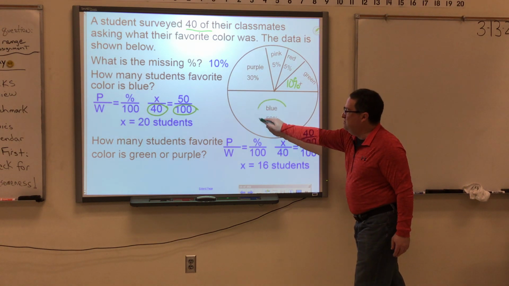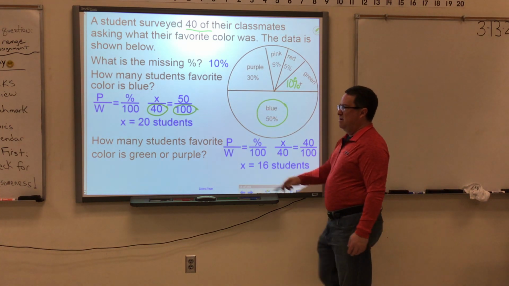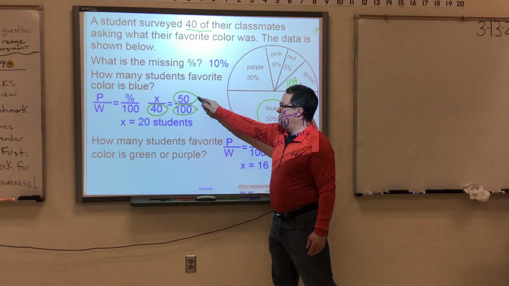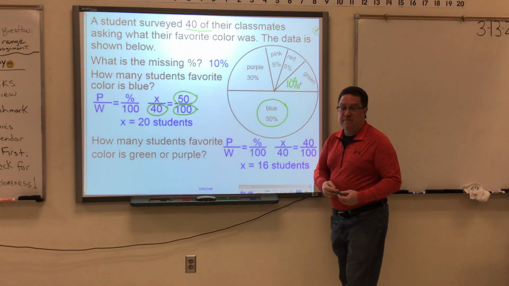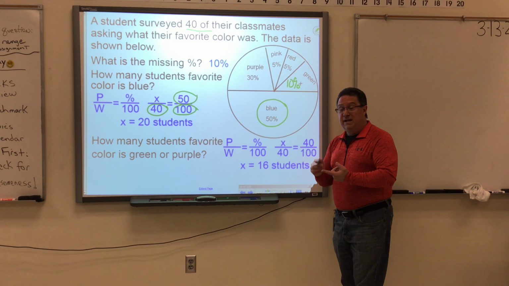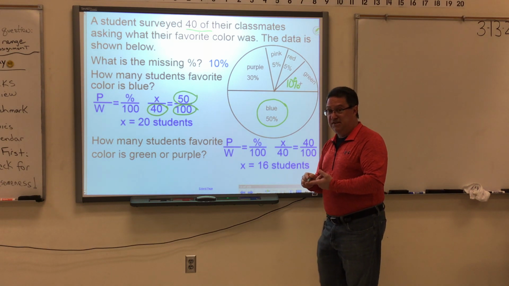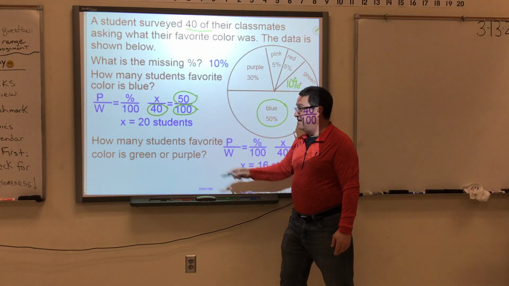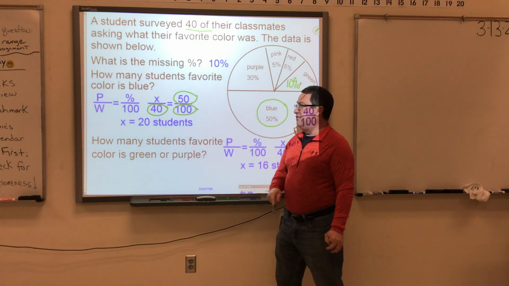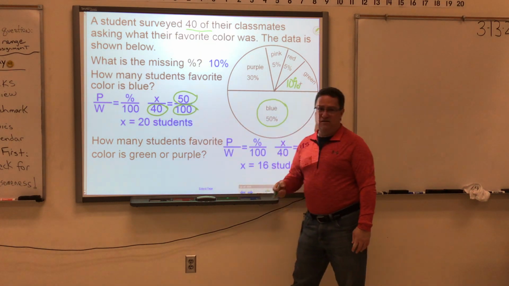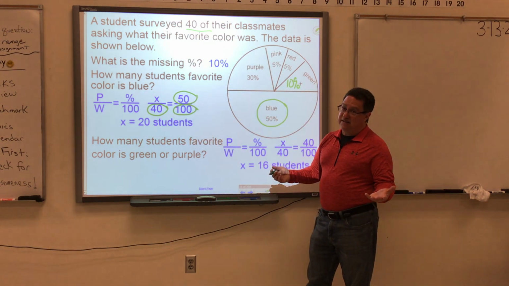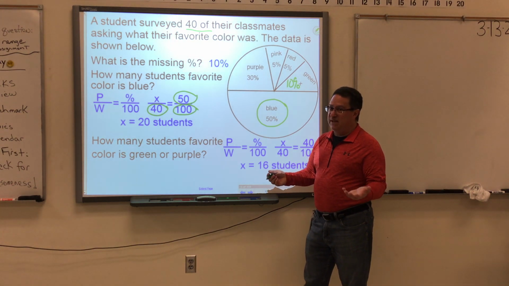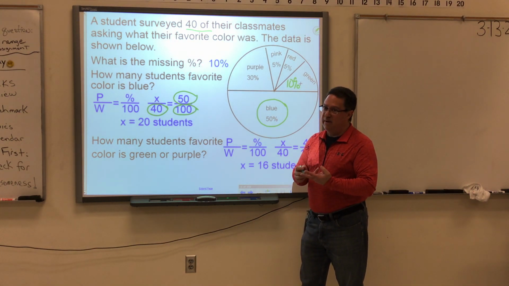I know blue is 50%, so I'm going to put 50% over 100%. Let me remind you, only a percent can go over a percent. There you have it. There's the students. Half of them like blue. Half of 40 is 20. I made that easy. You can do it in your head. Not always going to be that easy on a homework, an EOG, or a benchmark.